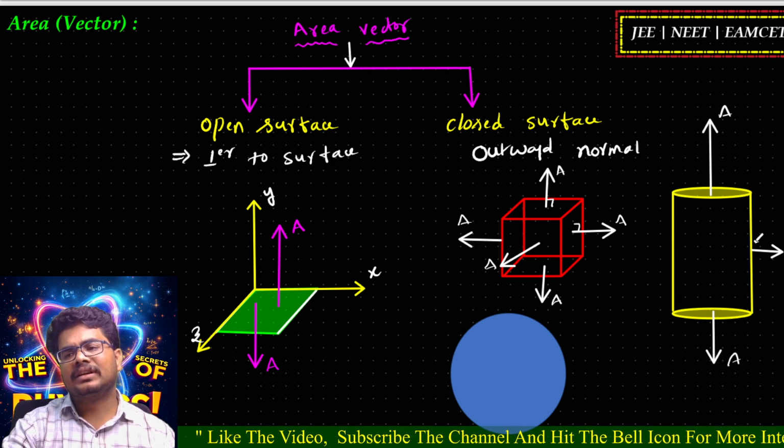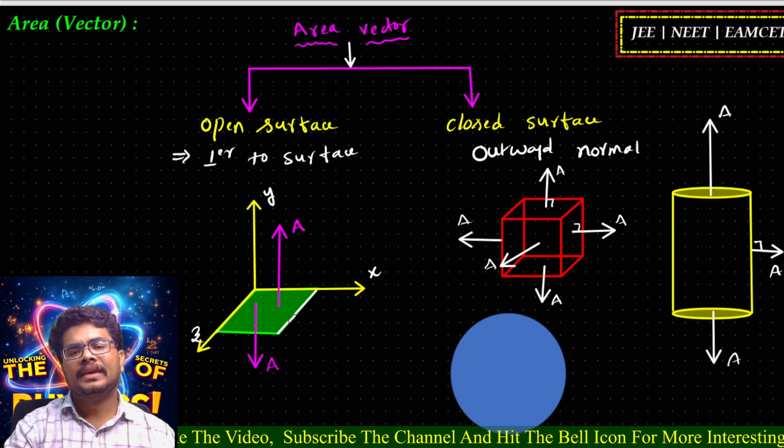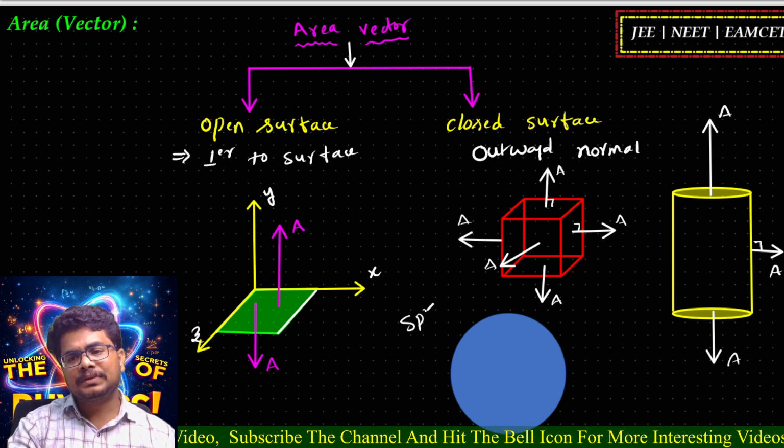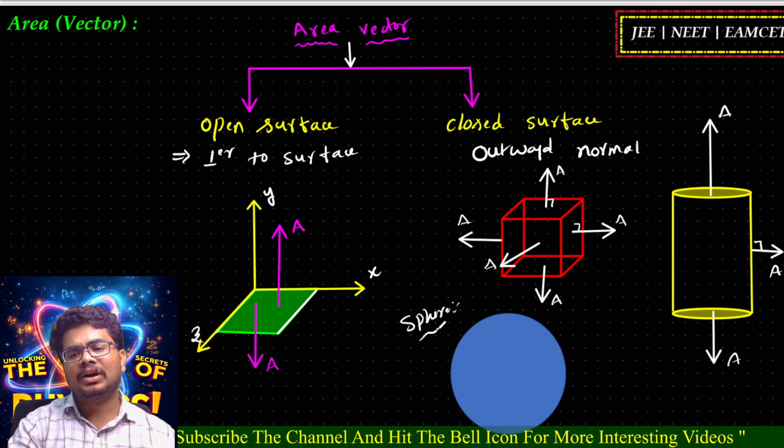This is also an area vector. What angle does it make? 90 degrees. Sir, let me take one sphere. For a sphere, how do we draw the area vector? Teach us, sir.